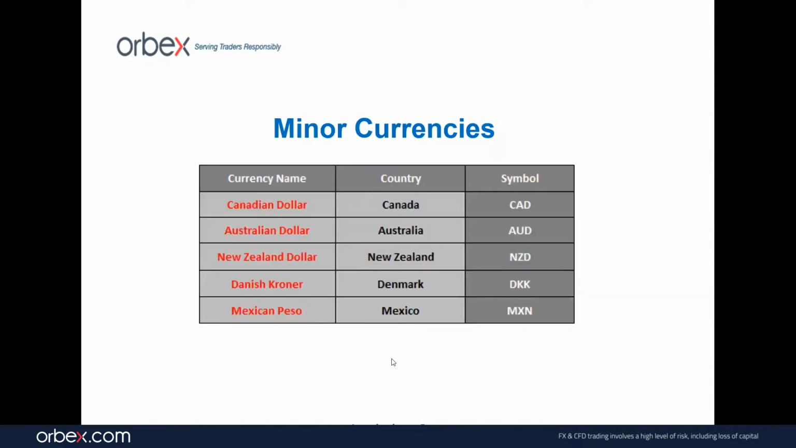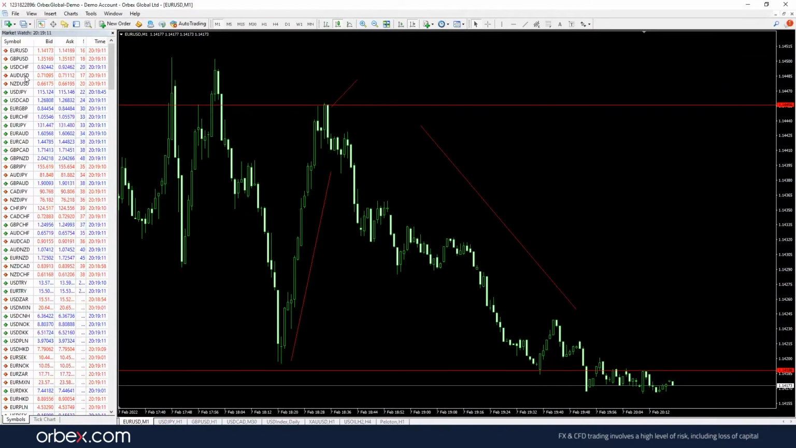And just seeing what the minor currencies are. These are just to name a few, but there's a few more. You know, Canadian dollar, Australian dollar, New Zealand dollar, Danish krona, and Mexican peso. You know, the American dollar against the Canadian dollar. I'll just bring you back to the MT4 screen at the moment. As you can see here, dollar against Canadian dollar. This always goes back to back because the countries are so close to each other.